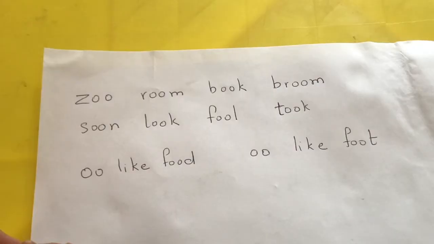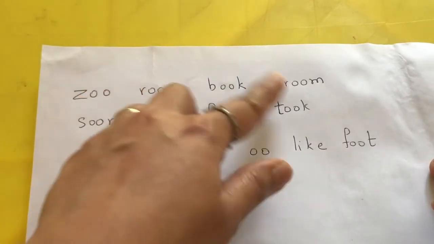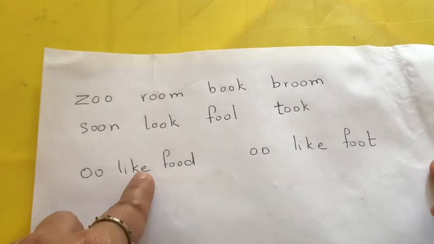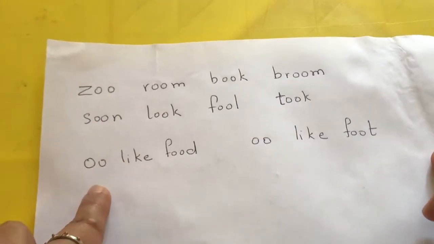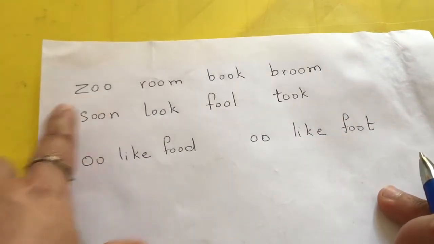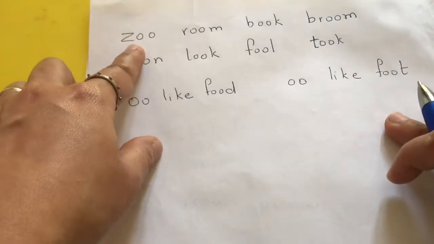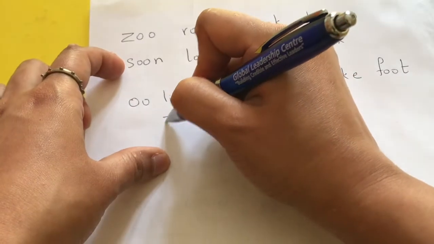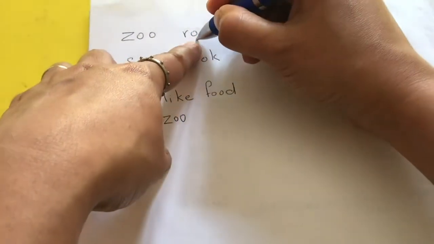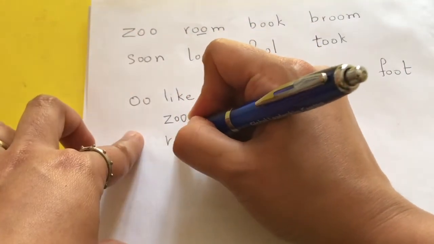Now let us take a look at some of the worksheets to practice long and short oo sound. So here I have given some words. Now kid has to sort these words into long oo sound and short oo sound. So oo like food and oo like foot. The first word, it is zoo. So this one has long oo sound. So that will go here. The second one, it is room. So this one also has long oo. So this one will come here.